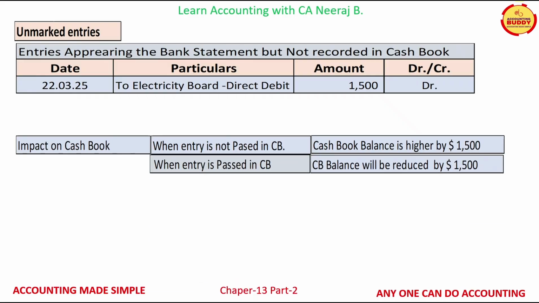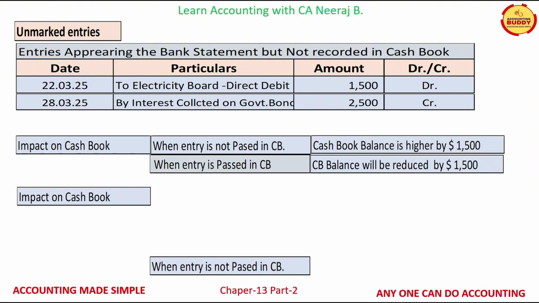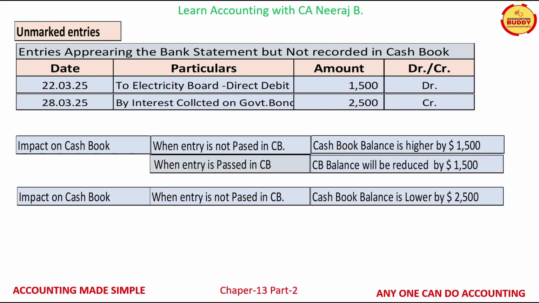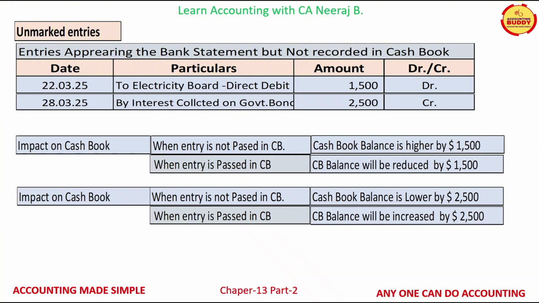On 28th March 25, bank collected $2,500 interest on government bonds and is credited to the account holder's account. The impact of this transaction on the cash book when the entry is not passed in the cash book will be that the cash book balance will be lower by $2,500, and when this entry is passed in the cash book, balance will increase by $2,500.